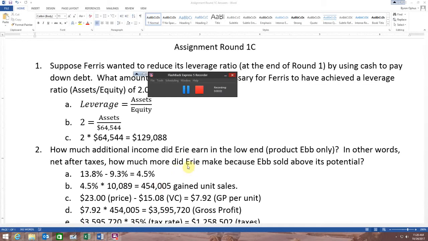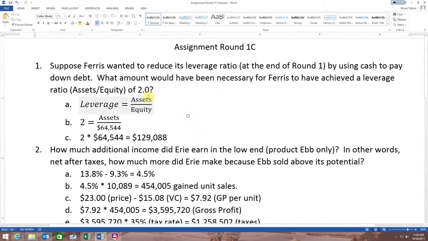All right, let's take a look at the assignment for round 1C and the kind of answers that we ought to be able to come up with. So question 1 was, suppose Ferris wanted to reduce its leverage ratio at the end of round 1 by using cash to pay down debt.